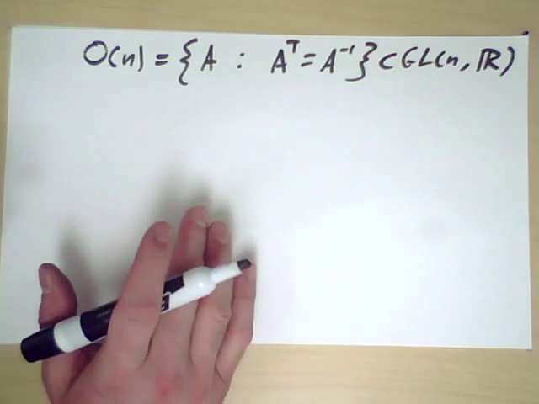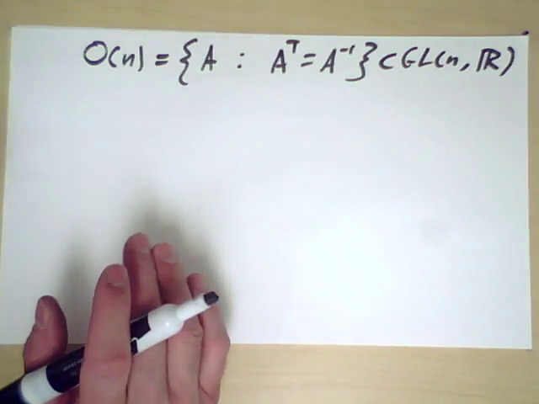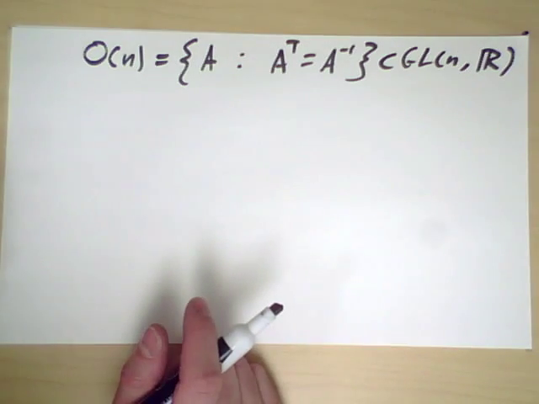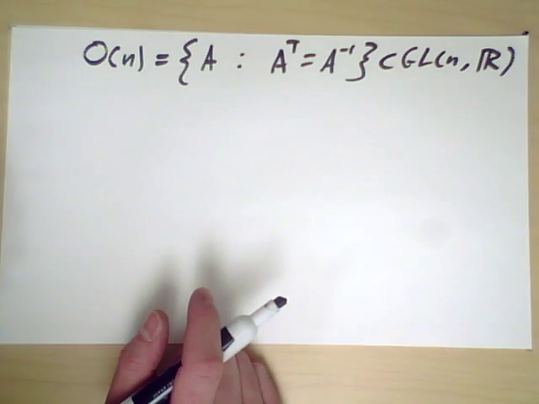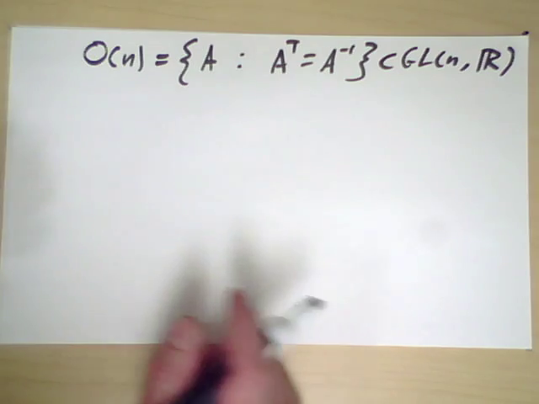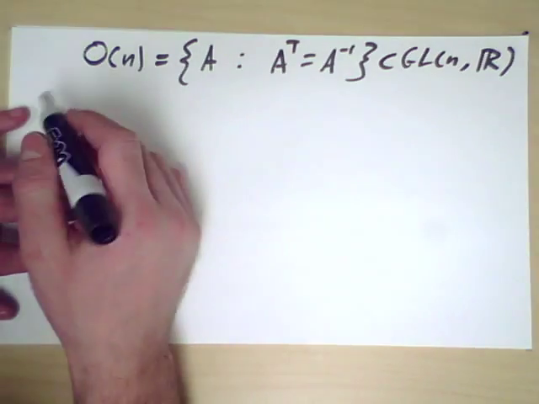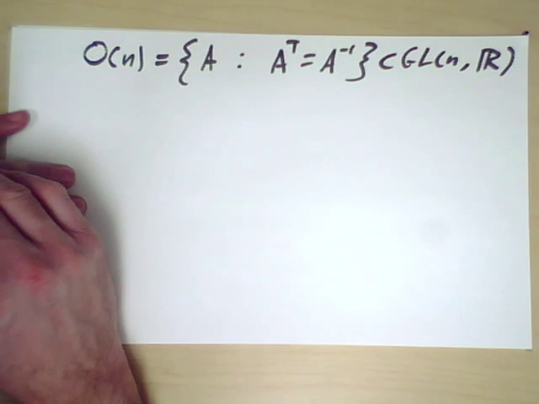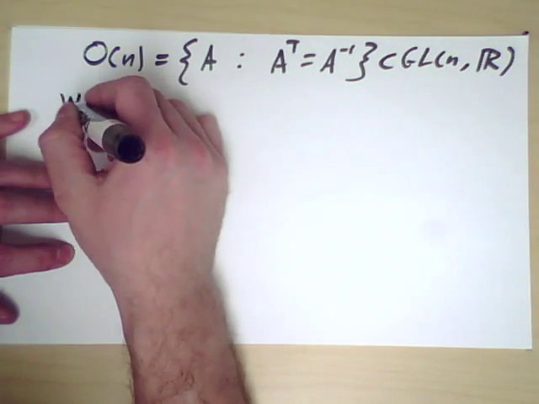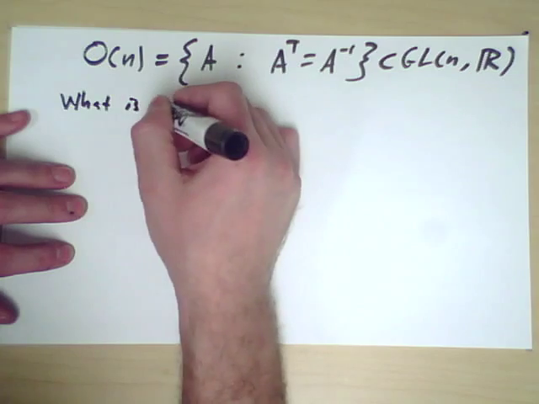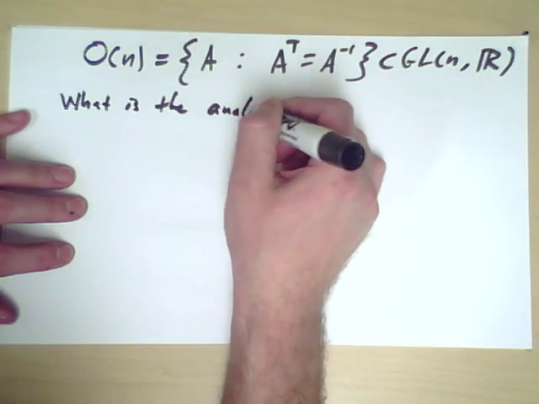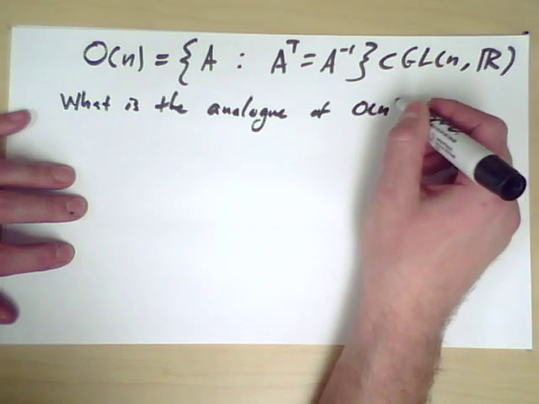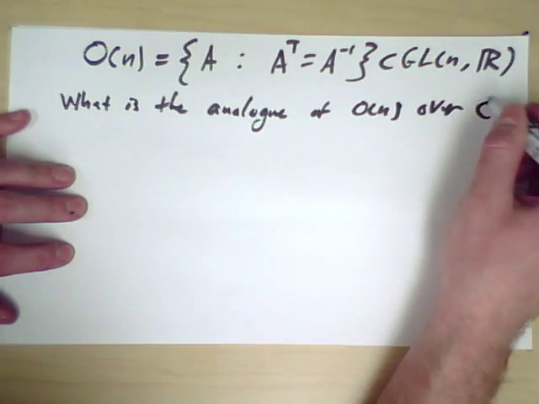Now, it turns out that many of our formulas are much more sensible and much more convenient to work over the complex numbers. And in many engineering problems, the complex numbers are a lot more effective than the real numbers at solving the problem. So we want to extend the idea of orthogonal matrices in a useful way to the complex numbers. So what is the analog of On over the complex numbers?